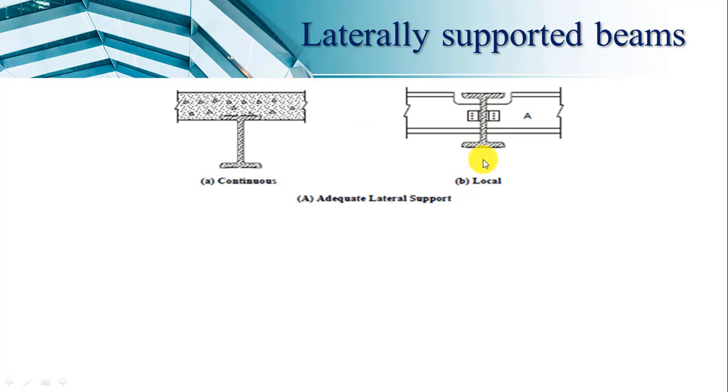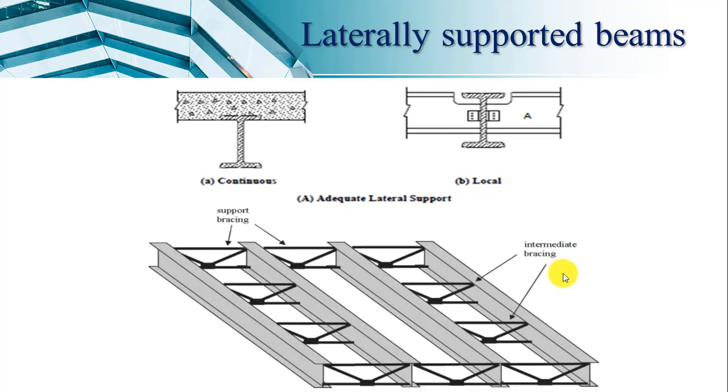We can say this is the primary beam, and this is connected with the secondary beams on both of its sides. Because of those beams, again that lateral support is provided, and that is why that type of beam is referred to as the laterally supported beam.